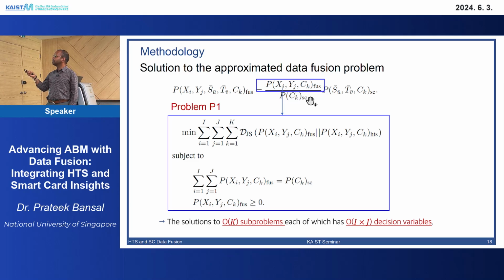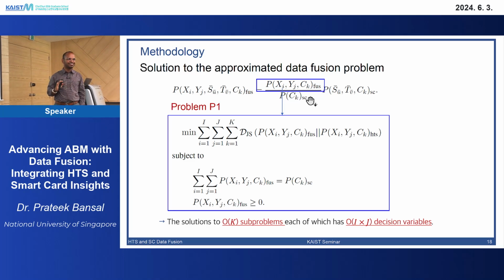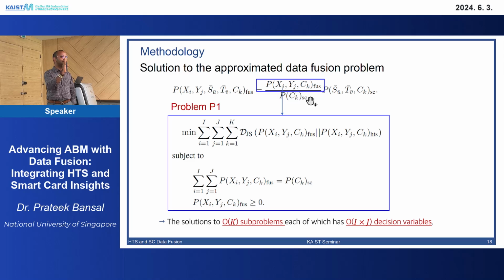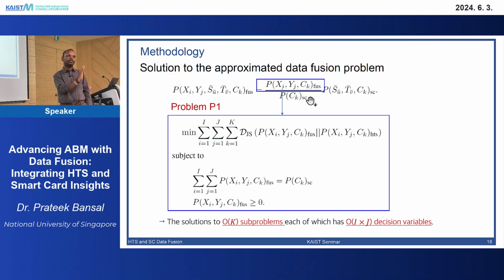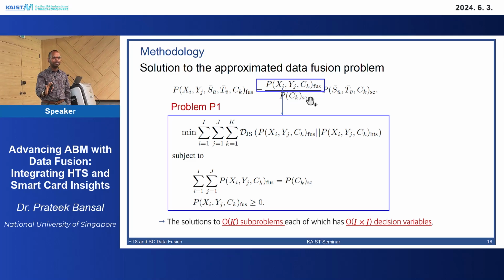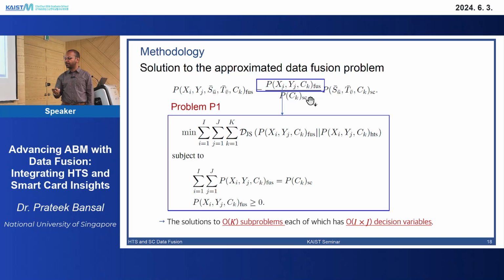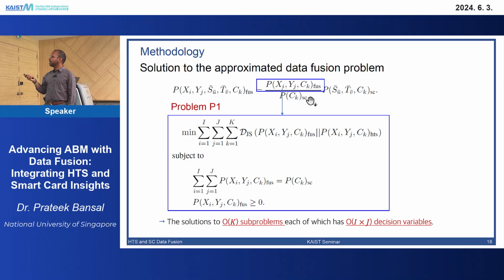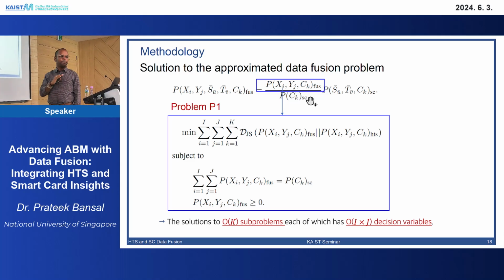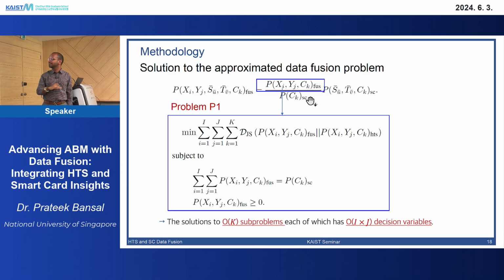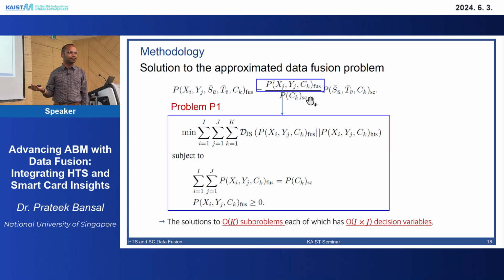If you have one cluster, then this whole joint distribution will become P(xi, yj | HTS), because now there is one cluster where P(CK) equals 1. The CK distribution in the smart card data and the HTS data is the same, right? Because there is only one cluster, they cannot be different. In that case, you can replace this xi yj with the HTS data, and there is no meaning of CK here. You can get rid of CK. What this data fusion problem will become is P(xi, yj | HTS) times P(S bar, T bar | SC).